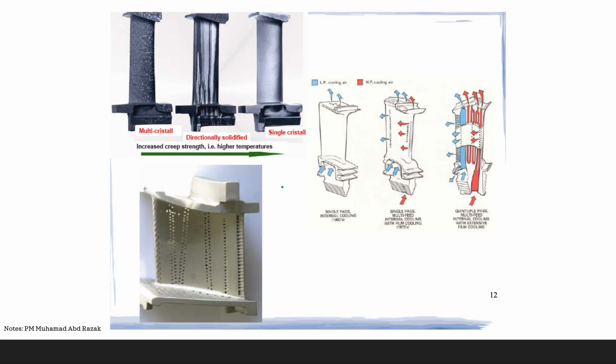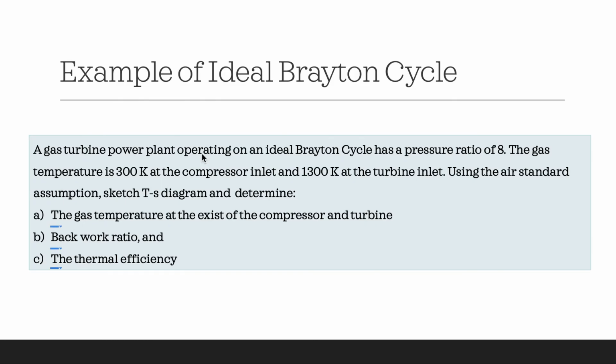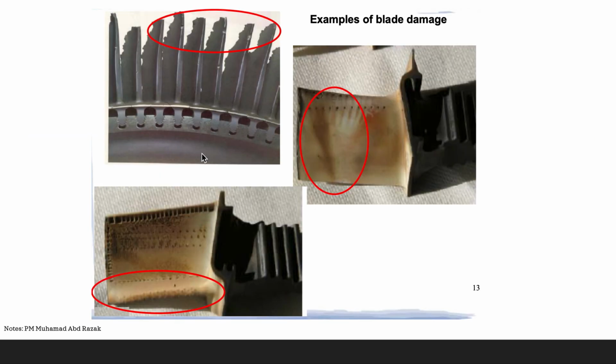Okay, so this is the blade for the turbine, and this is an example of blade damage. We already covered this topic in the Carnot cycle. Why in a turbine can we not allow the liquid in the mixture to enter the turbine? Because it will cause the blade to be damaged and corroded. Alright, so that's all. Thank you.